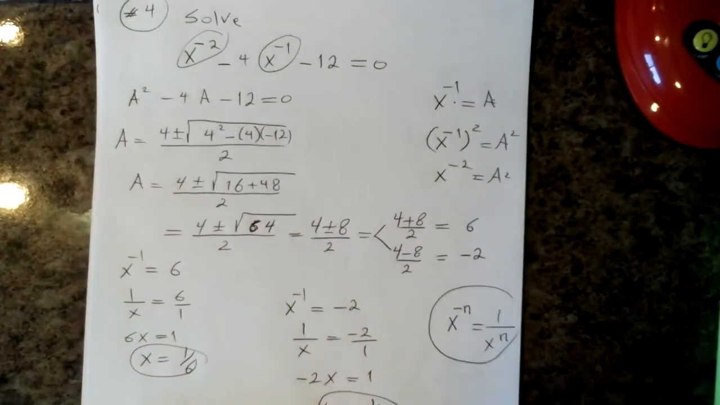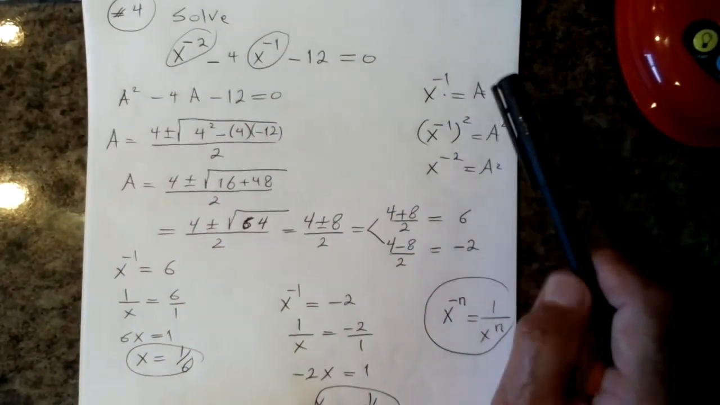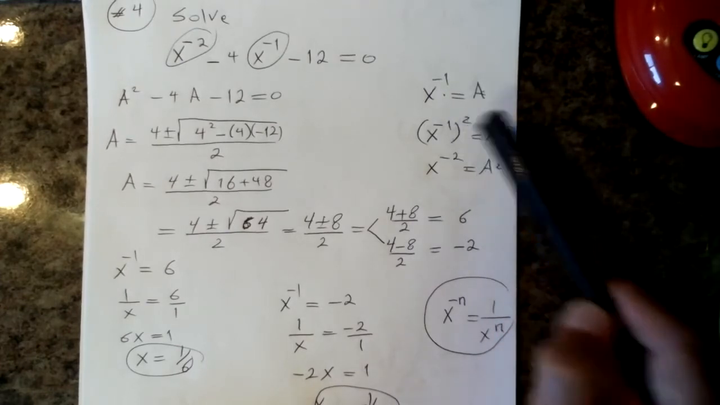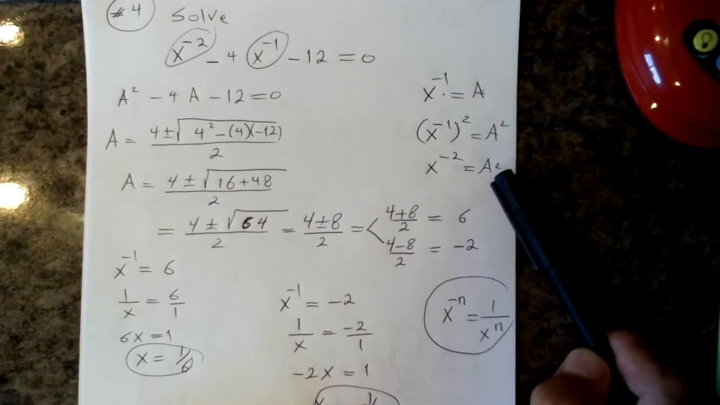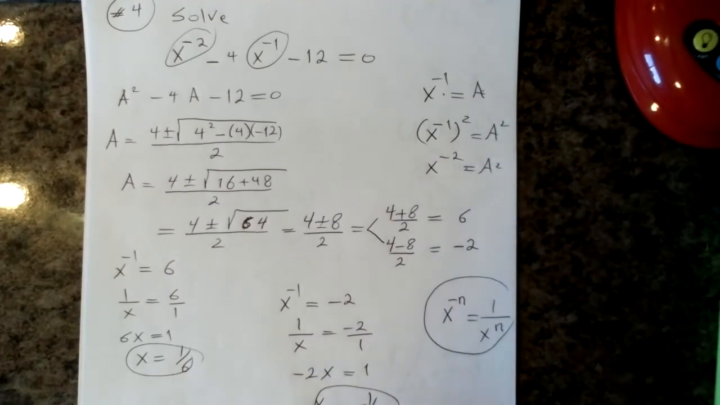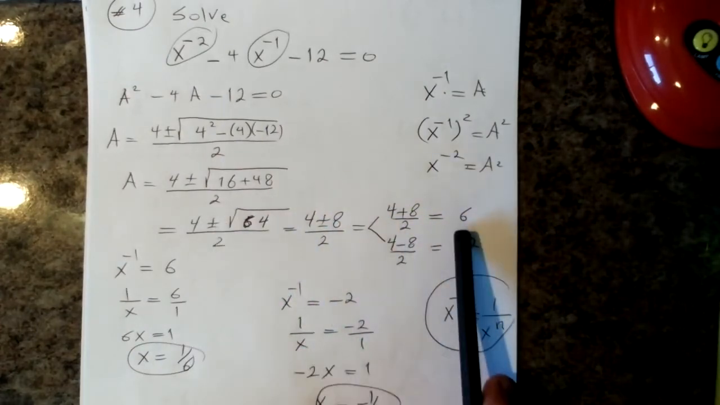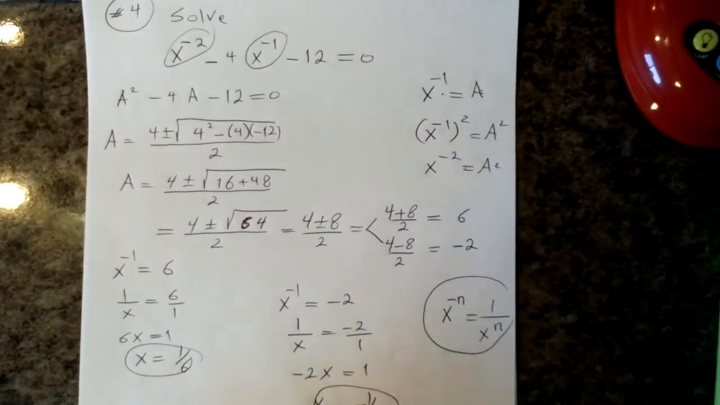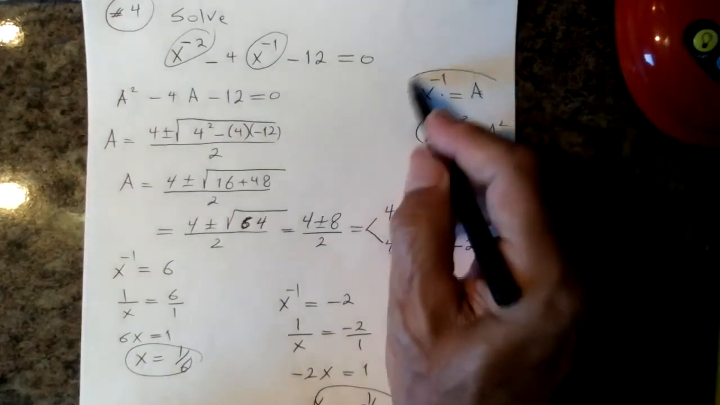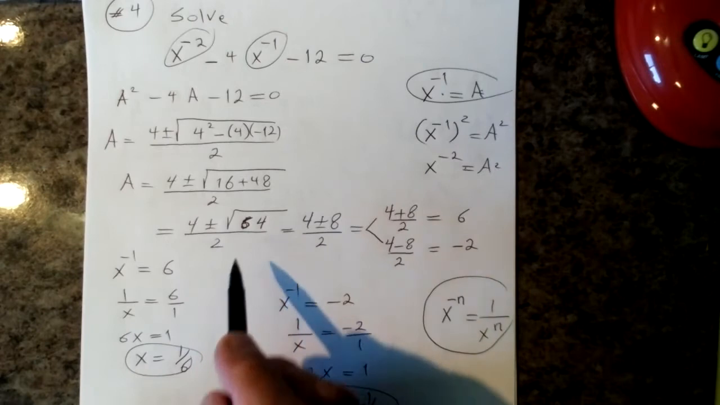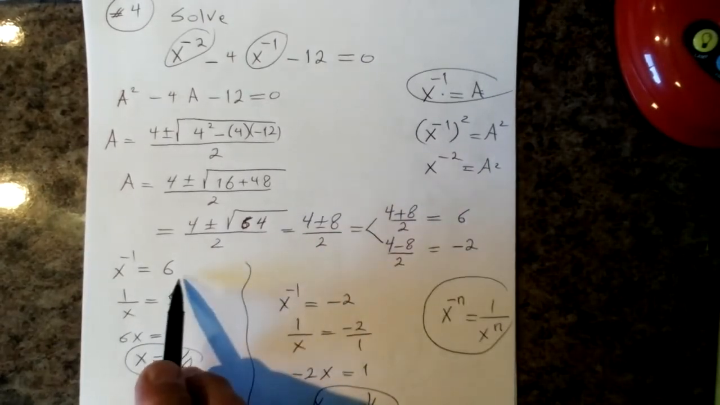This is a case where you assume x to the power of -1 is a. So when you raise it to the second power, x to the power of -2 is a². You put those numbers here. Again, you solve for a. a is 6 or a is 2. What is a? a is x to the power of -1. So x to the power of -1 is 2, and x to the power of -1 is 6.